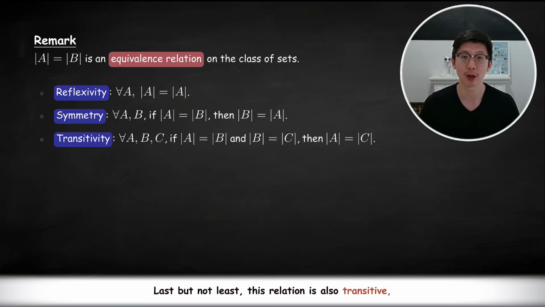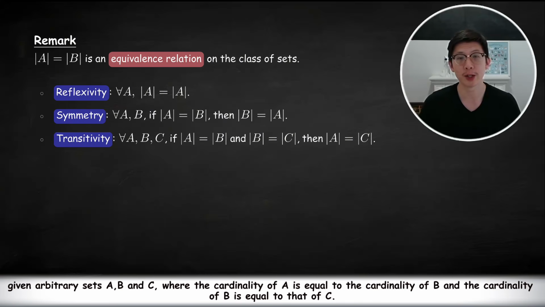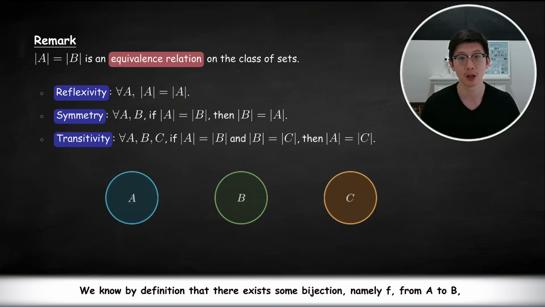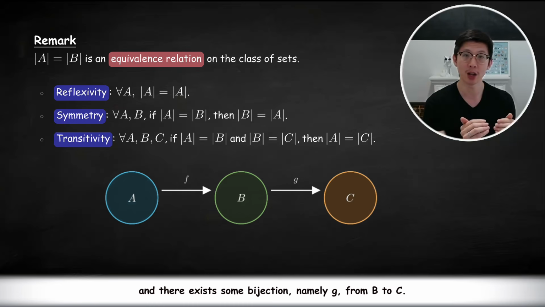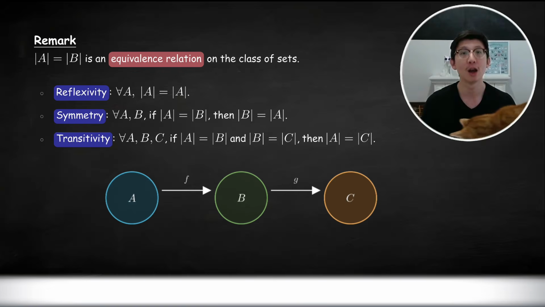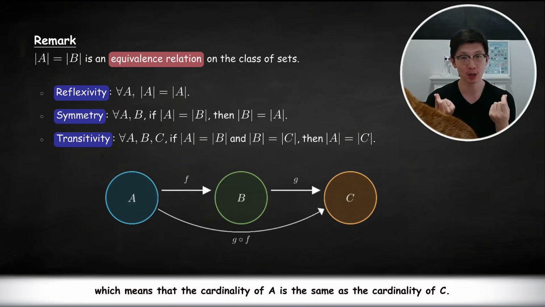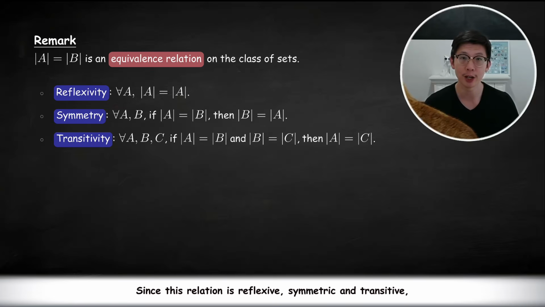Last but not least, this relation is also transitive. Given arbitrary sets A, B, and C, where the cardinality of A is equal to the cardinality of B, and the cardinality of B is equal to that of C, we know by definition that there exists some bijection, namely f from A to B, and there exists some bijection, namely g from B to C. From there, their composition will be a bijection from A to C, which means that the cardinality of A is the same as the cardinality of C. Since this relation is reflexive, symmetric, and transitive, we conclude that it is an equivalence relation.